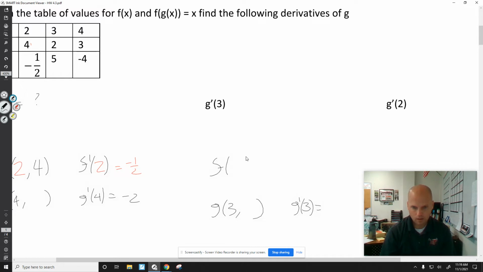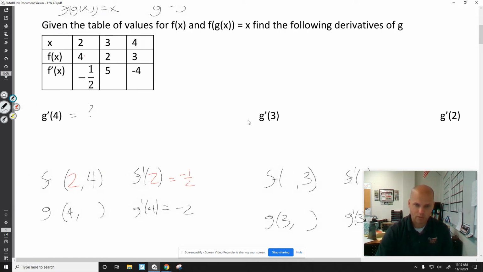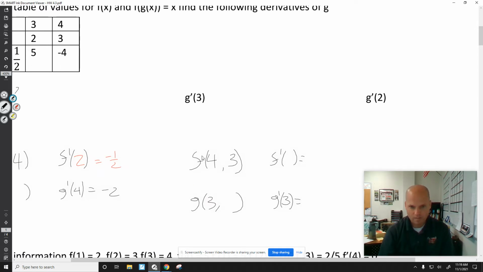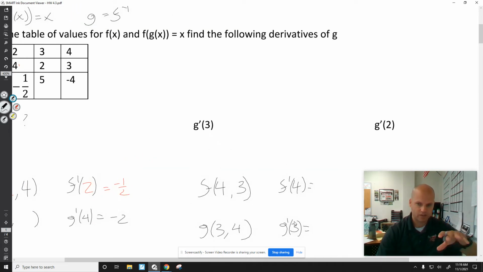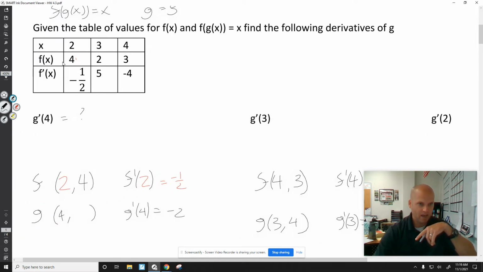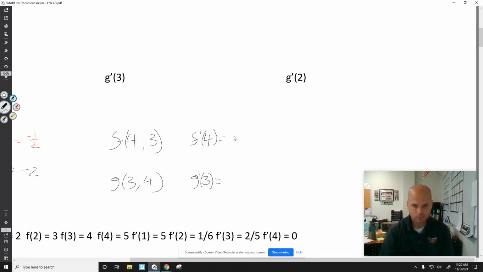Well, f, the inverse, means the points are flip-flopped. So I need to focus on f's point where its y coordinate is 3. I see f has a y coordinate of 3 when its x coordinate is 4. So to find g prime of 3 at this point (3, 4), we're going to look at f's point (4, 3) and f prime at this x coordinate 4. Notice these x coordinates are different. This is very important. In past homework videos I did not stress this, so I'm redoing the homework video. f prime of 4 is negative 4. g prime of 3 is negative 1/4.